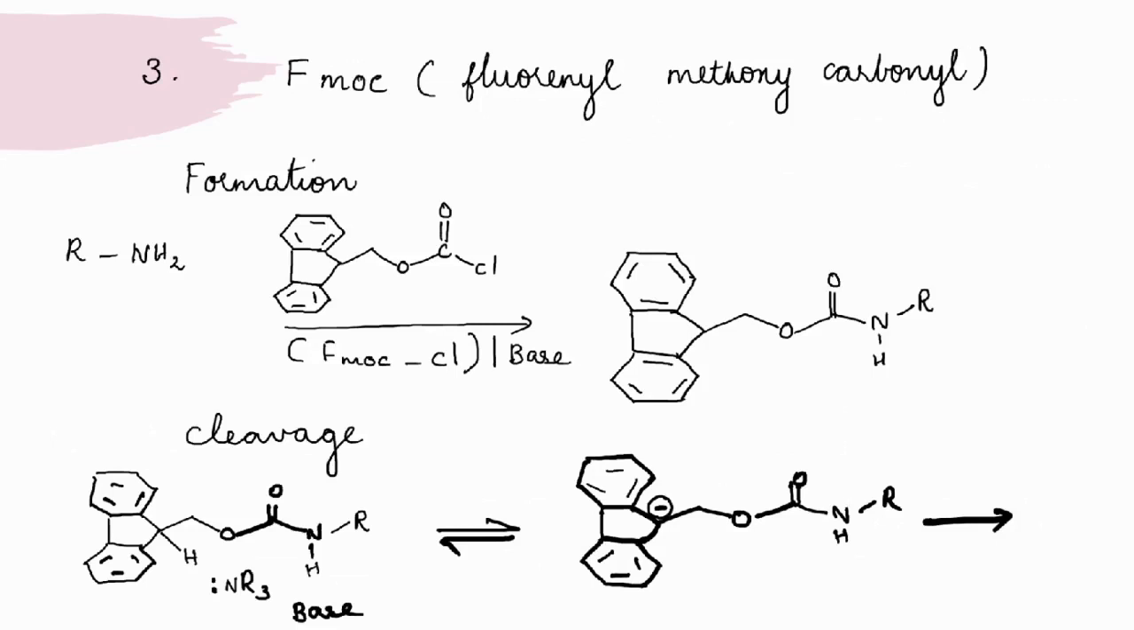Now we'll see the third one, FMOC, fluorenyl methoxycarbonyl, and amines are protected using fluorenyl methoxycarbonyl as the corresponding carbamates. And here you can see that amine, when it reacts with FMOC chloride, fluorenyl methoxycarbonyl chloride, in the presence of a base, you'll get FMOC protected amine.